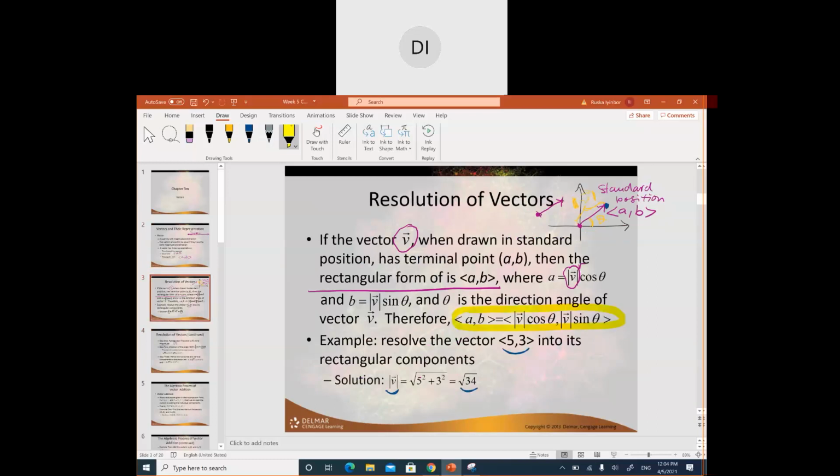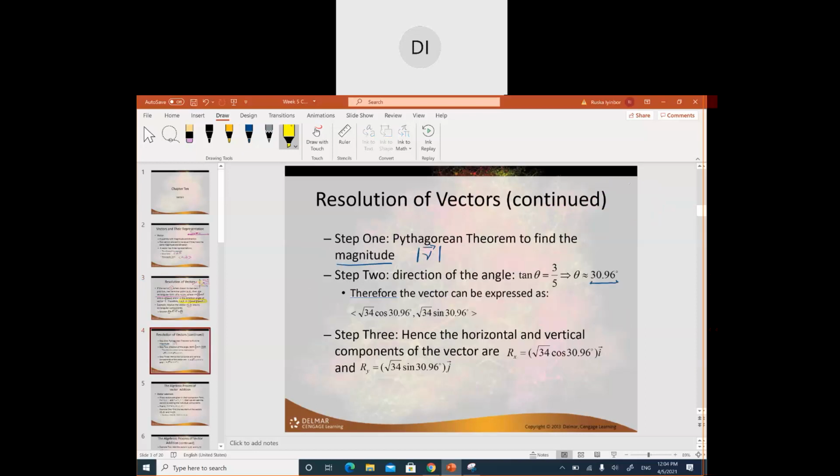I'm sorry, but what exactly are we solving for? Okay, this is what you're solving. We're changing the form of the vector. Polar to rectangular, rectangular to polar. So if you have polar coordinates, you're changing it to rectangular. If you have rectangular, you're changing it to polar.